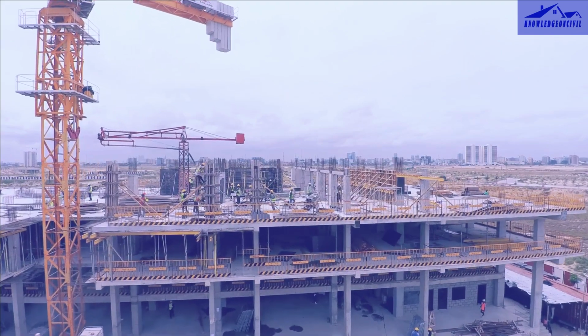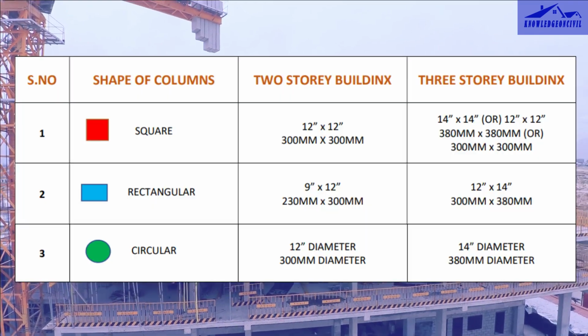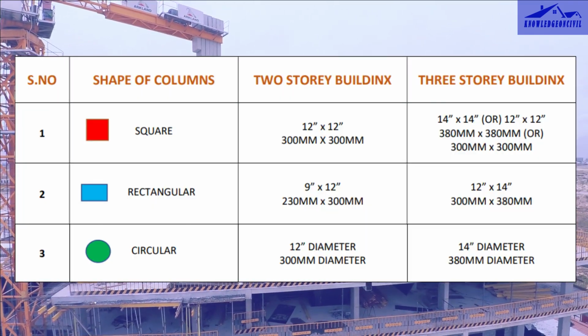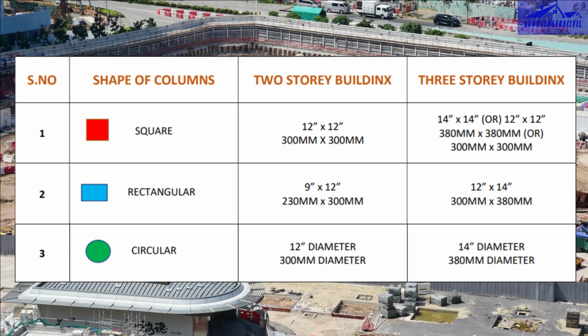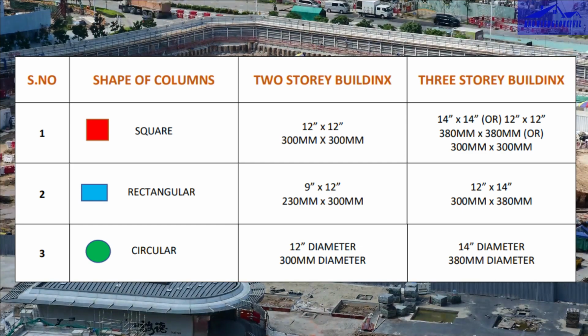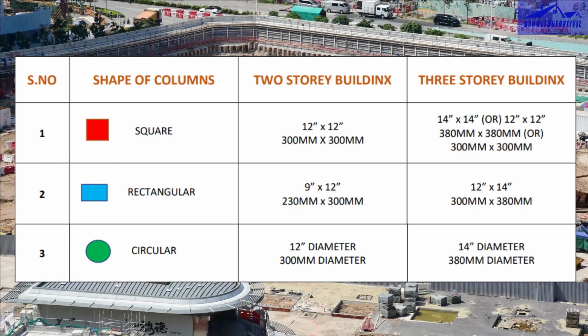Now, let's get practical. What dimensions should you consider for 2 and 3-story buildings? For 2-story buildings, square columns with dimensions of 12 inches by 12 inches are recommended. For 3-story buildings, you might stick with the same size or consider 14 inches by 14 inches for higher loading conditions. If you are going for rectangular columns, 12 inches by 9 inches might do for a 2-story building, and 12 inches by 14 inches for a 3-story building. Circular columns with diameters of 12 inches or 14 inches are also viable options, depending on your project requirements.